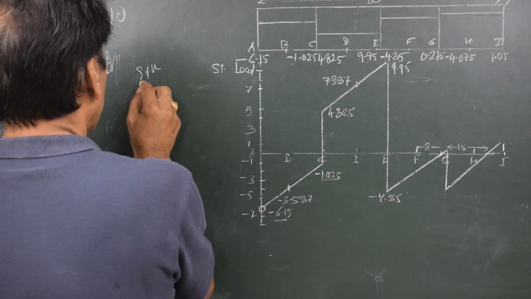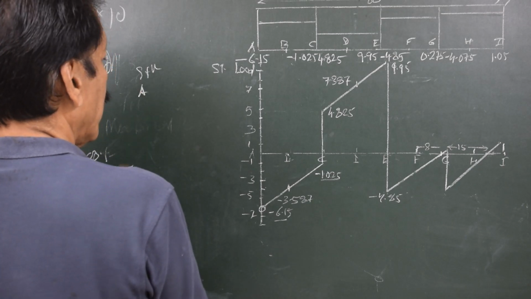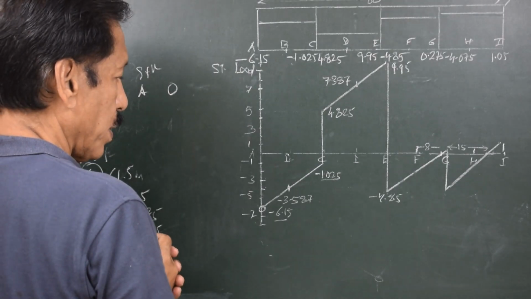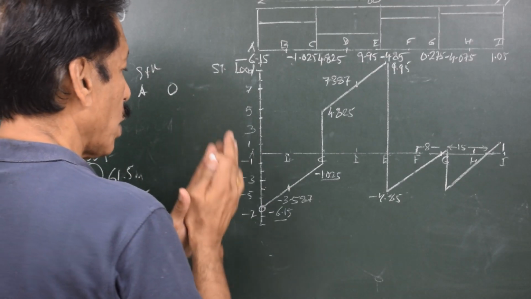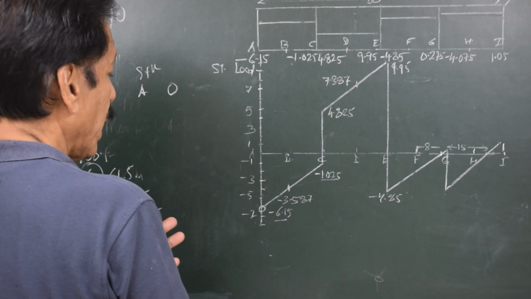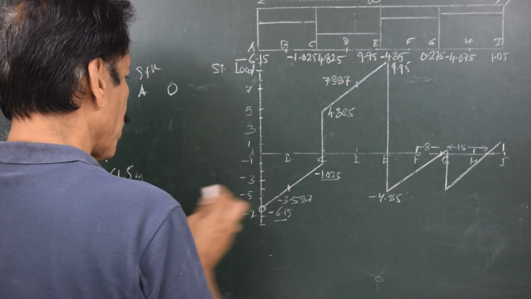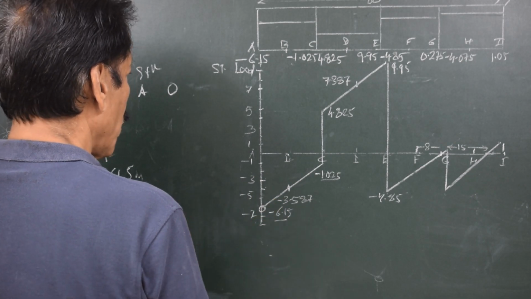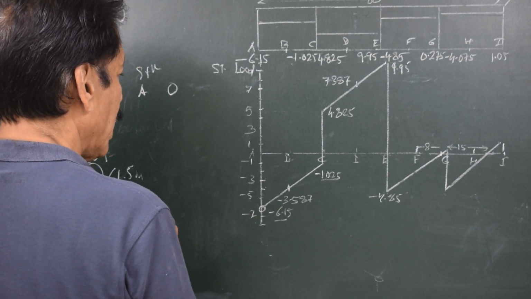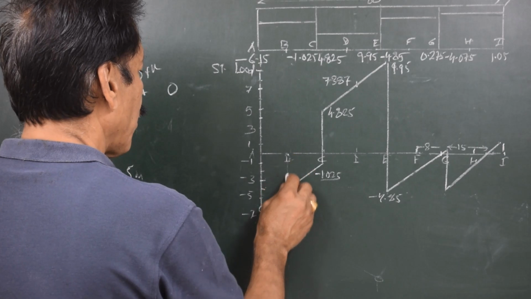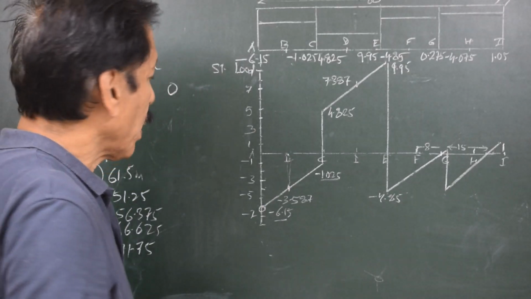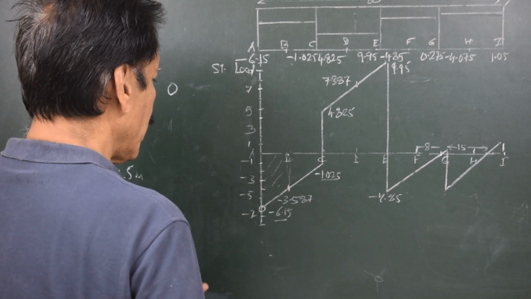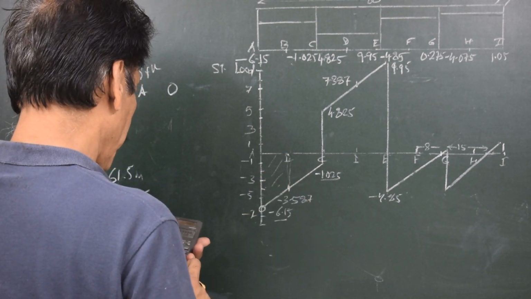at various stations, say station A, the shear force is 0 because the area under the load curve to the left of the point under consideration gives the SF ordinates. So to the left of this point, there is nothing, no area. So shear force at A is 0. Shear force at B can be found out by finding the area of this trapezium.